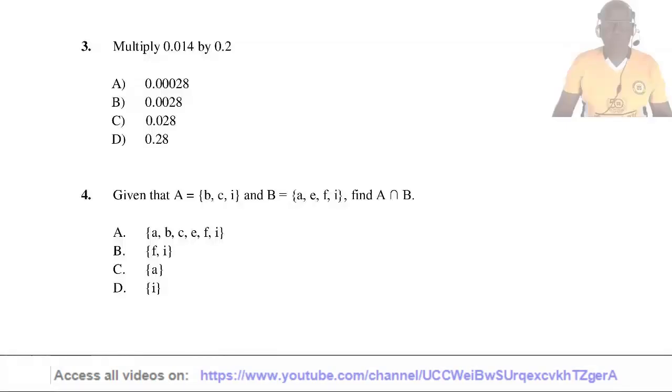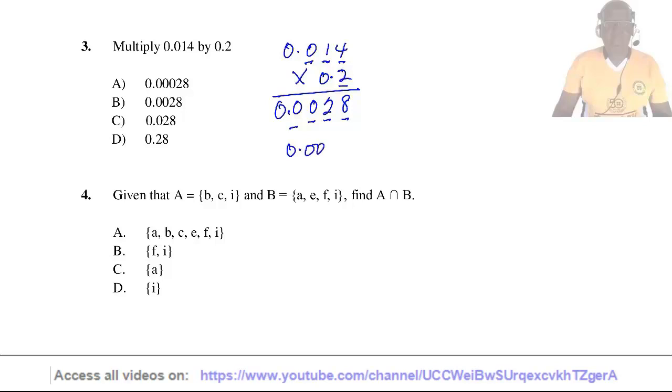Question 3. Multiply 0.014 by 0.2. That is 0.014 multiplied by 0.2. 2 times 4 is 8. 2 times 1 is 2. The number of decimal places is 1, 2, 3, 4. So counting from here, 1, 2, 3, 4. So the answer is 0.0028, which equals B.